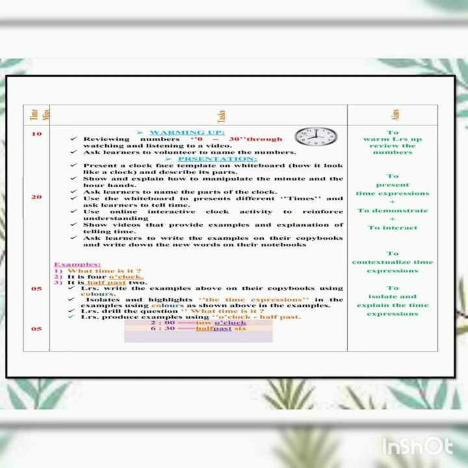Ask learners to name the parts of a clock. Use the whiteboard to present different times and ask learners to tell the time. Use an online interactive clock activity to reinforce understanding. Show videos and provide examples and explanation of telling time. Ask learners to write the examples in their copybooks and write down the new words in their notebooks.